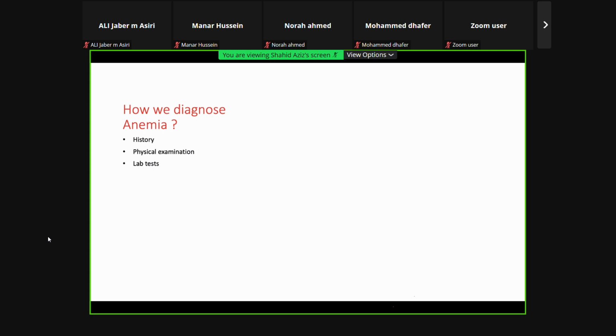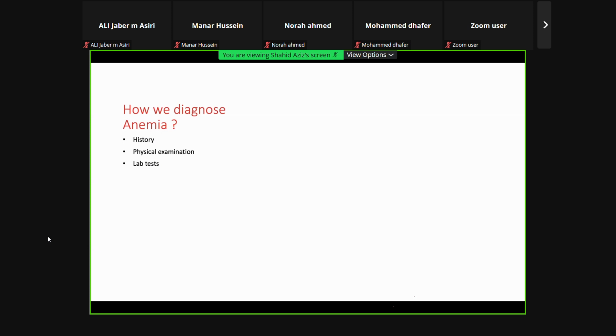CBC will tell you that there is anemia and whether it is microcytic, normocytic, or macrocytic. And then you will do another blood test, which is called peripheral blood smear or peripheral blood film. That will tell you about the morphology of the red blood cells. And then you will do some additional tests to find out the underlying cause, including complete metabolic profile.